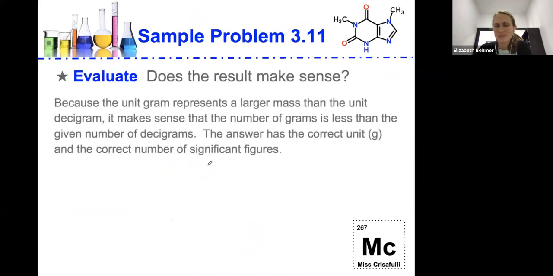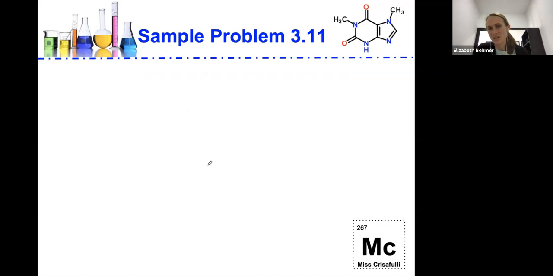The result makes sense because the unit gram represents a larger mass than the unit decigram, so it makes sense that the number of grams will be less than our number of decigrams, and the answer has the correct unit and the correct number of significant figures.